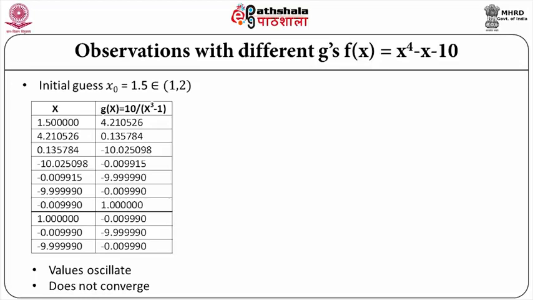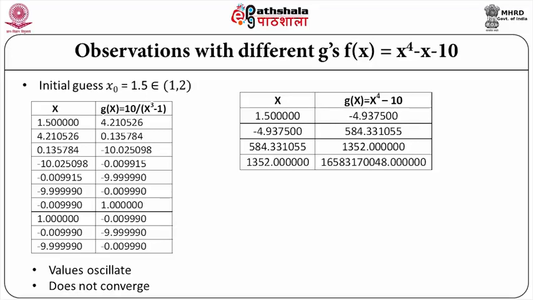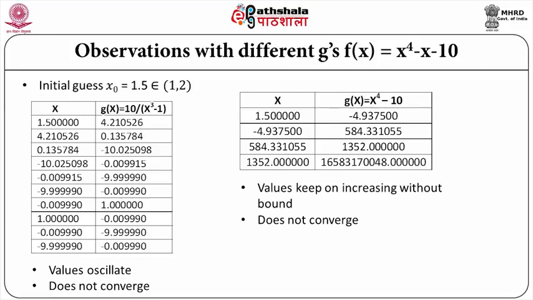Let us look at the second g(x), that is x raised to 4 minus 10. If I input 1.5 here, x raised to 4 minus 10 is minus 4.93, and minus 4.93 becomes the input for the next iteration, and the value is 584. 584 becomes the input, giving 1352, and again here the values are increasing without bound. The sequence of approximations is tending to plus infinity, and the method is diverging. So, for these two g(x), the derivative was not less than 1, and that tallies with the theorem's result that it does not guarantee convergence. In fact, convergence is not taking place.